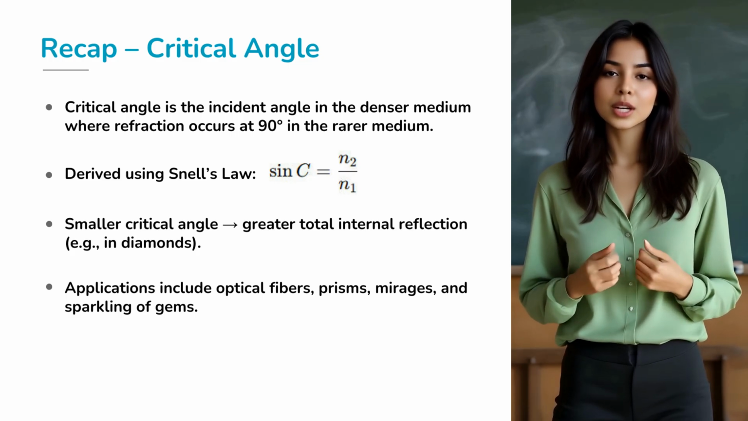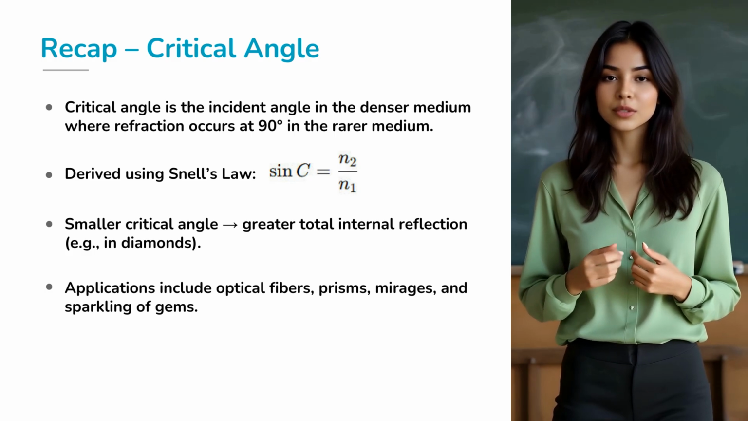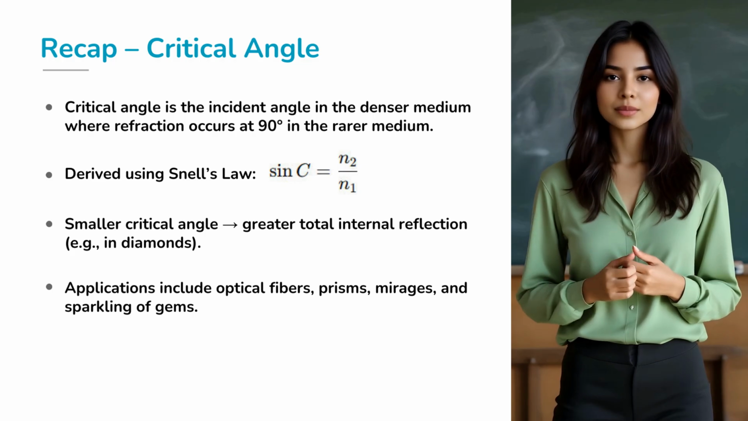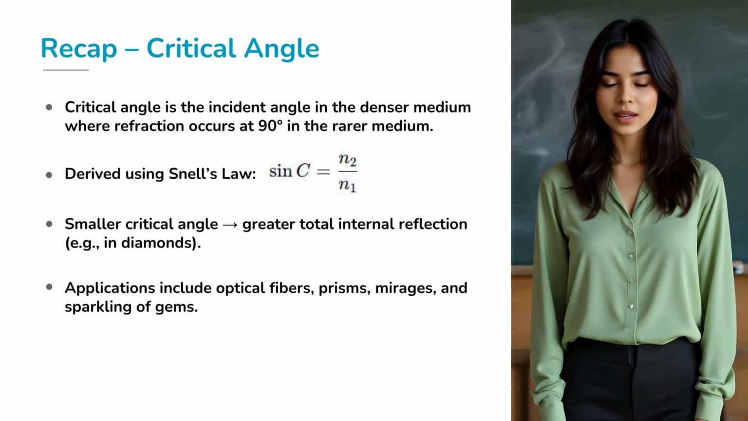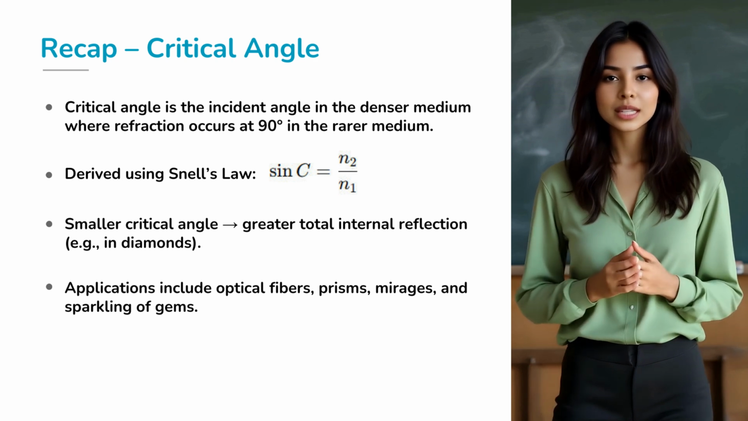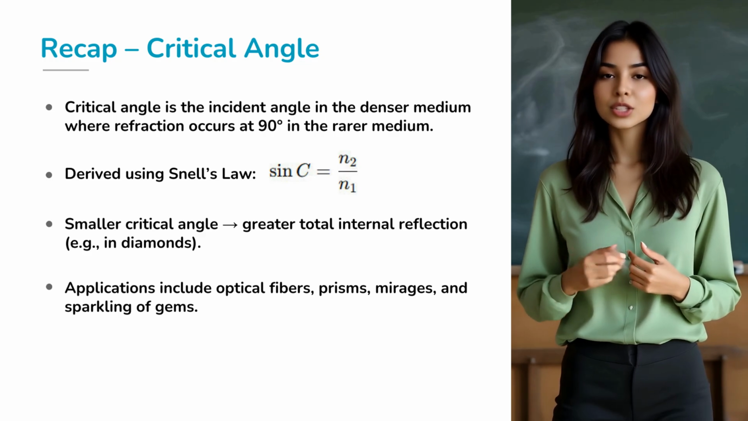That's why diamonds shine, why optical fibers transmit data, and why prisms are so efficient in reflecting light. So to sum it up, the critical angle is more than just a number, it's the gateway to understanding total internal reflection and its countless applications in technology and nature.